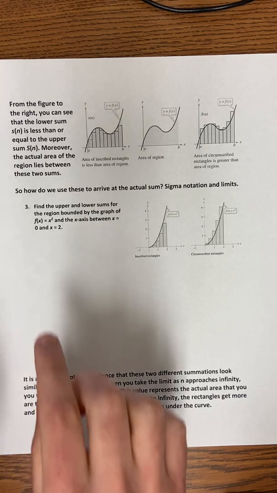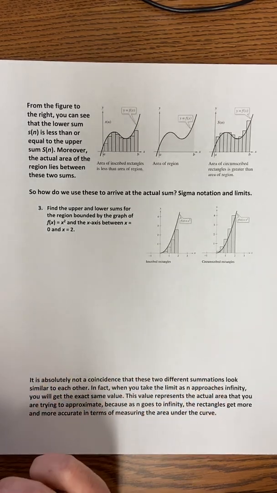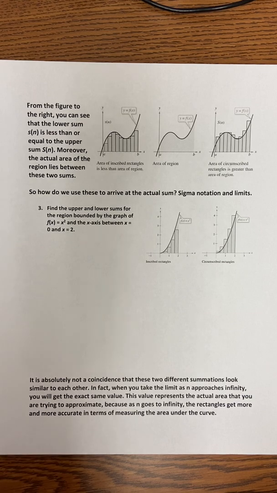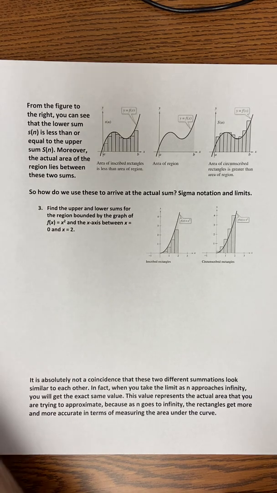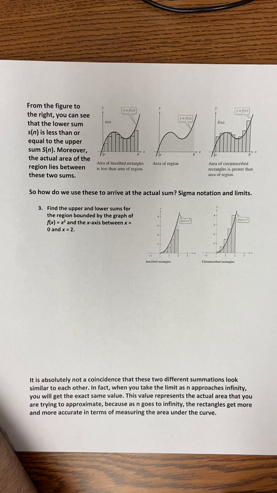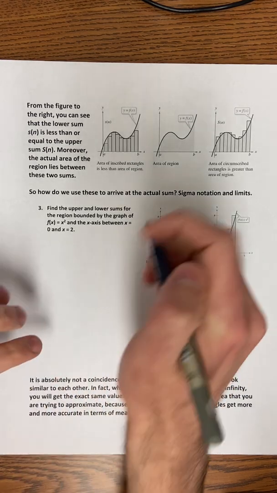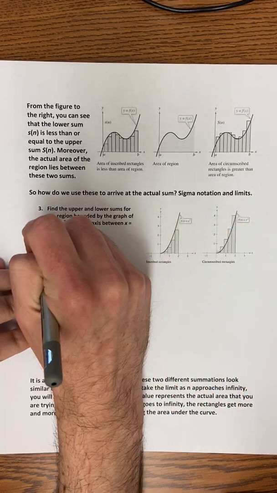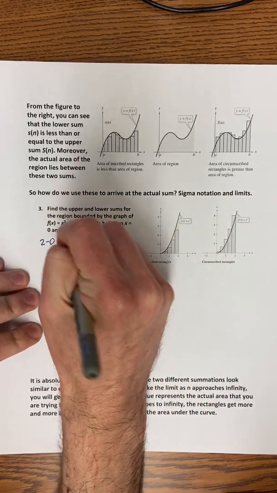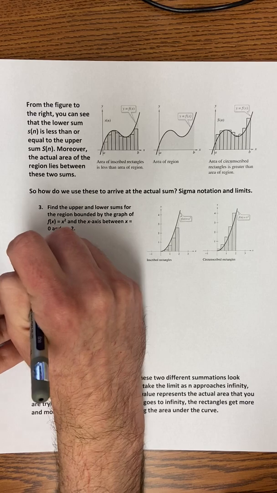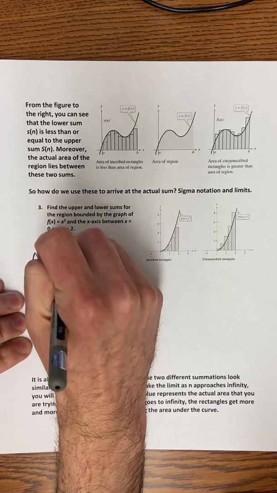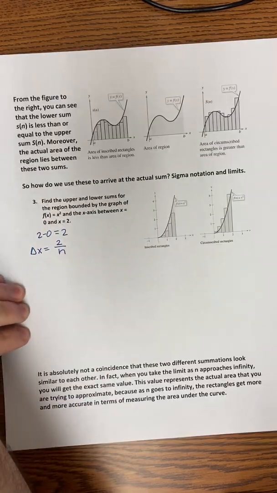So find the upper and lower sums for the region bounded by the graph f of x equals x squared and the x-axis between x equals 0 and x equals 2. So how we start this is we first need to break up our area into pieces. And by that I mean we take our right bound and our left bound, 2 minus 0, which is 2, and I divide it into n pieces. So delta x would equal 2 over n.